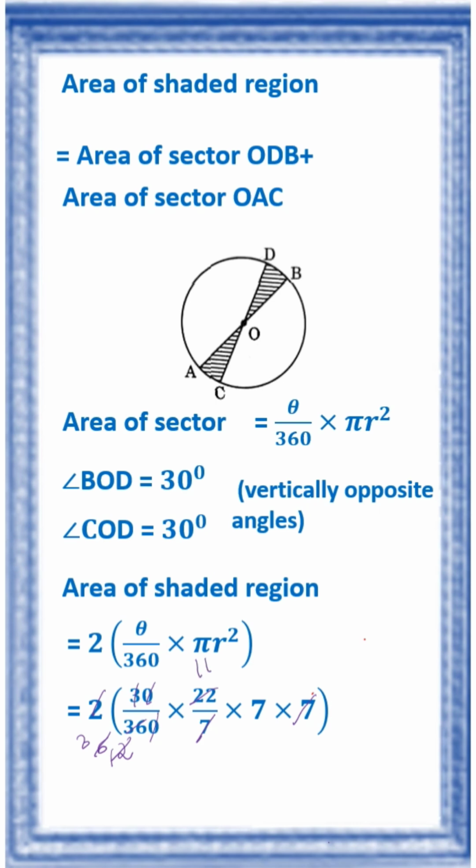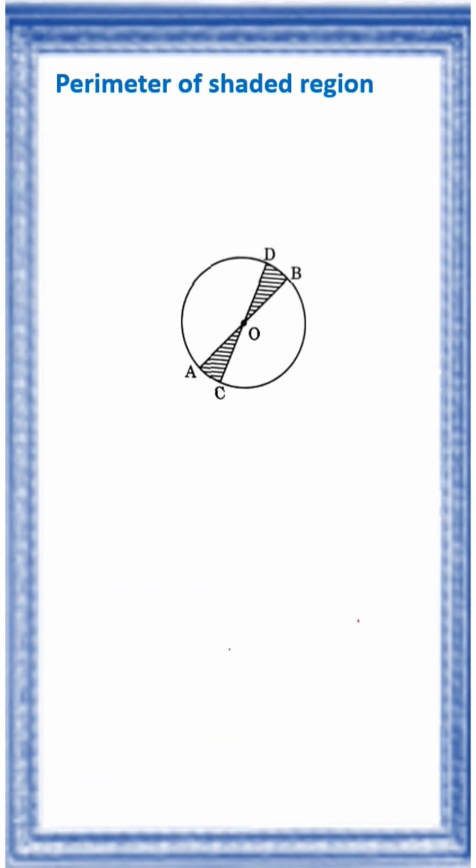So now we have 77 by 3, which is equal to 25.66 centimeter square. So the area of the shaded region is 25.66 centimeter square. Now let us calculate the perimeter of the shaded region.